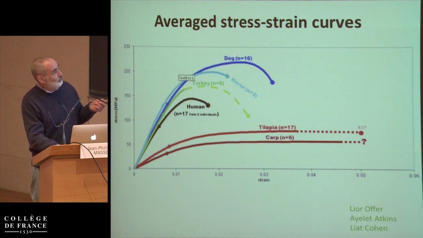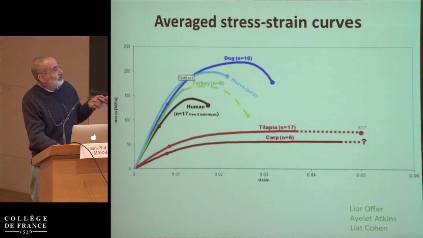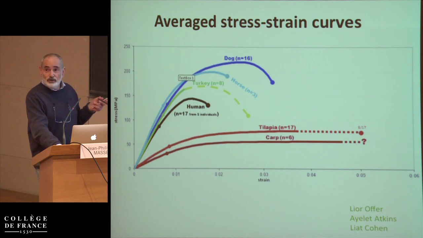So we have quite a few samples from dog bone. I work at the veterinary hospital, so I can get animal samples pretty easily. Turkey, human, horse, and then we have the fish. And there are several things that are apparent from these stress-strain curves. Fish are less stiff in the linear region. They all yield about in the same place. You'll see a table later, but it's about at 0.7% strain that they yield.